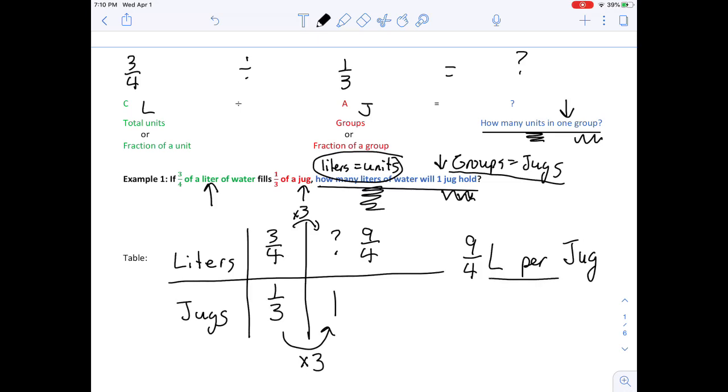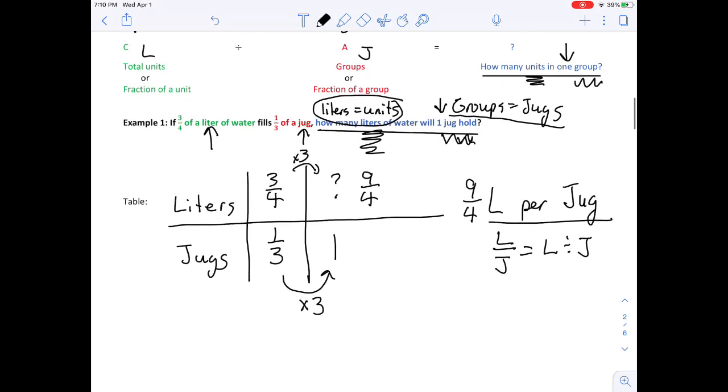If I look at these units, liters per jug, we can write that as division, liters divided by jugs. So I could have used this understanding of units to set up my division problem. What were my liters? My liters were 3/4. What were my jugs? 1/3 of a jug, and that would give me the division problem that I'm trying to solve.